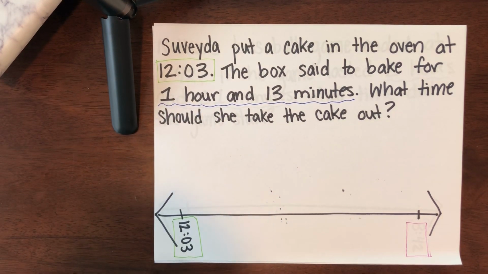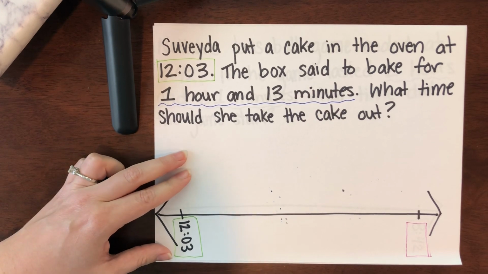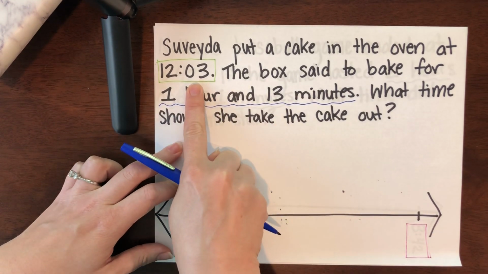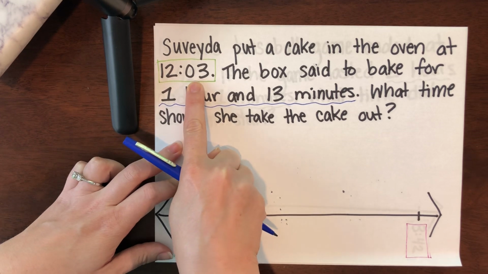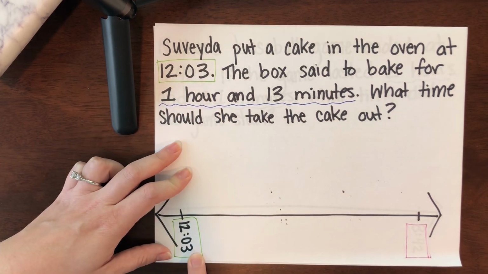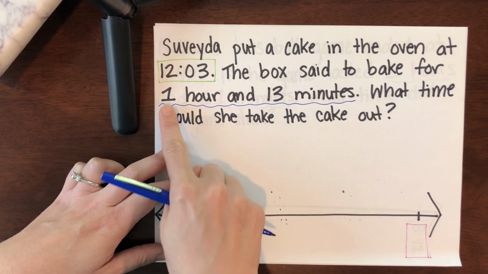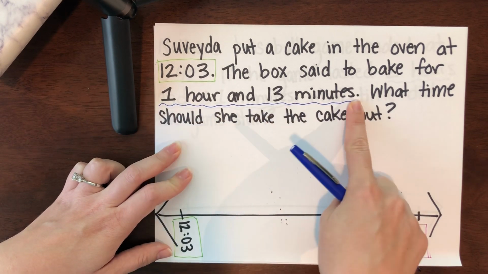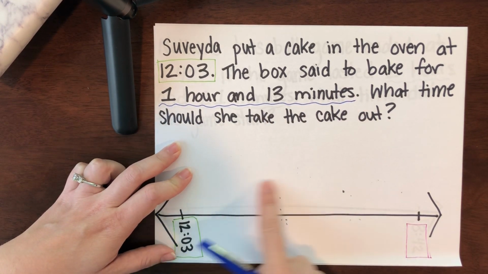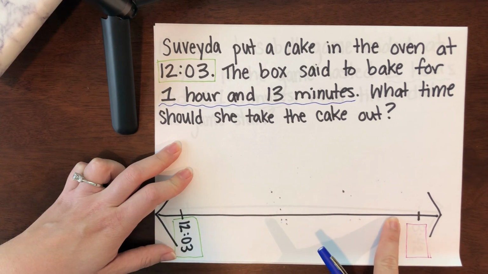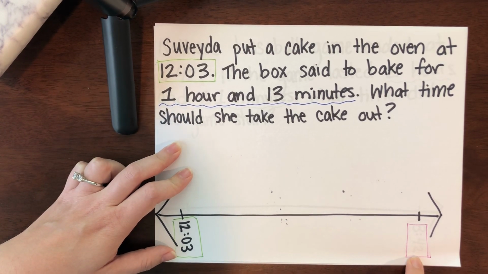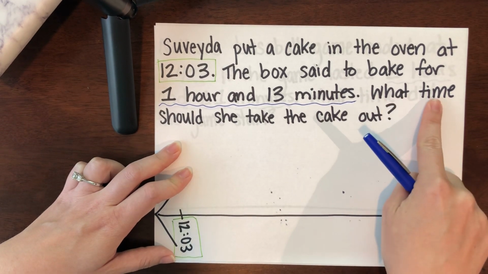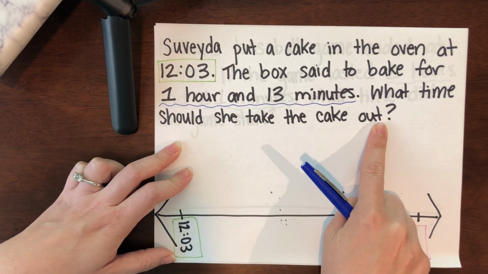So this problem gives you two things, and I've marked them in green and blue. Our green box says 12:03. That's the time that she put the cake in. So we know that's the start time. We also know the elapsed time, that the cake needs to bake for 1 hour and 13 minutes. So that's going to be the time that passes on the number line. What are we missing in this problem? Hopefully you said the ending time. We need to figure out what time she should take the cake out of the oven.